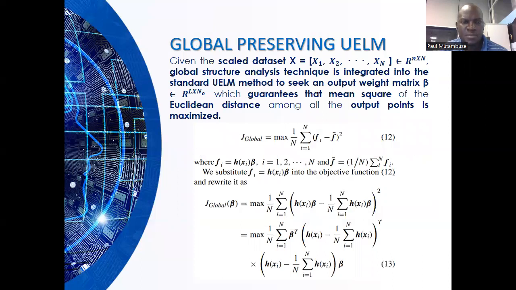And for the global preserving UELM, we are now imposing it on the UELM. We have a data set of X number of items. The global structure analysis technique is integrated into the UELM method to seek the output weight, which is matrix beta, as you can see in the equation, which guarantees that the mean square of the Euclidean distance among the output points is maximized. So we have the global structure. These are data points that are further away from the neighbors that were chosen by the UELM model.